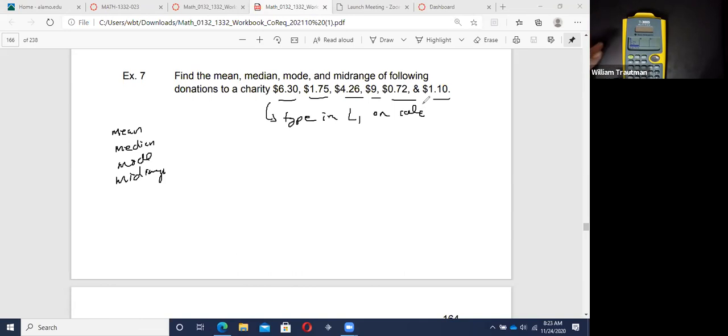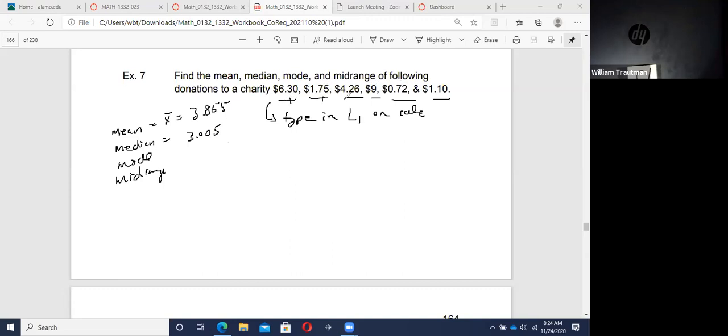And now I'm going to hit second data, 1var stats, hit enter, enter. And when I look at this, there's the symbol for mean on my calculator. I get 3.855. Median, remember for median, you have to scroll down to number 9. I get 3.005.